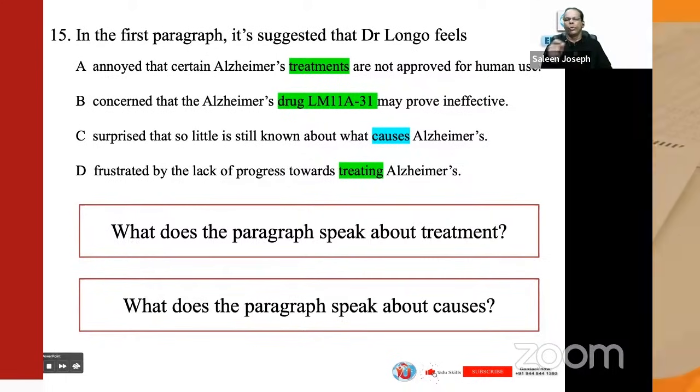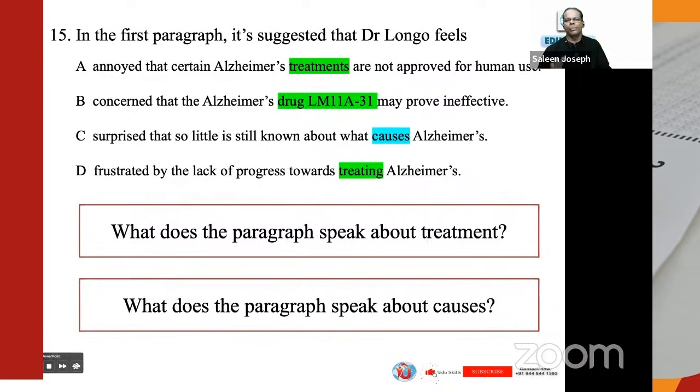You can suddenly swoop into the fourth paragraph without wasting your time. And time is your greatest enemy, and you will definitely beat that time. So it is suggested that Dr. Longo feels... Okay. So I have already highlighted here to save time.